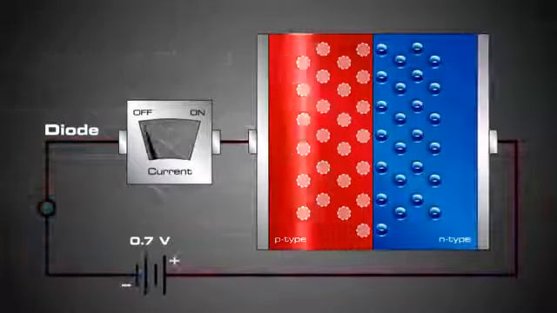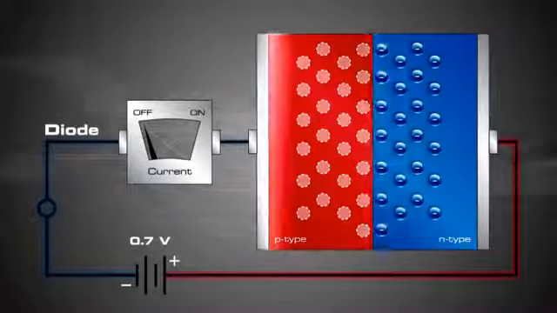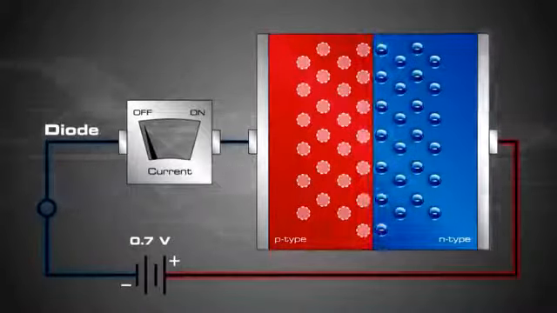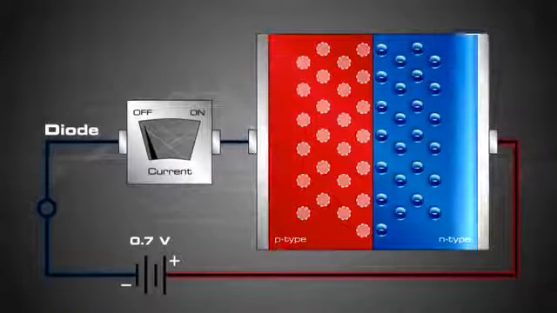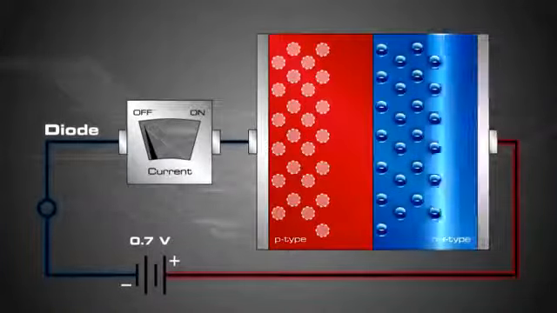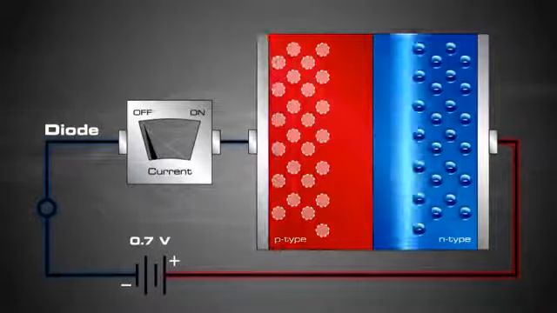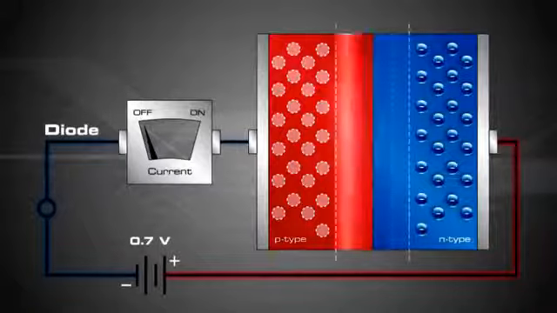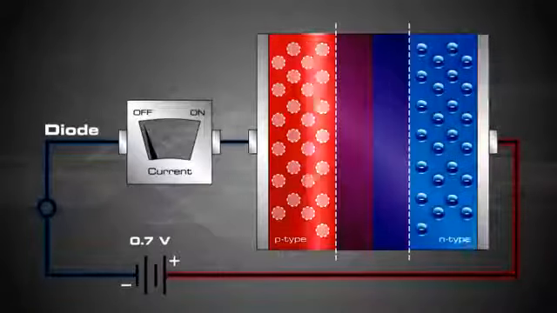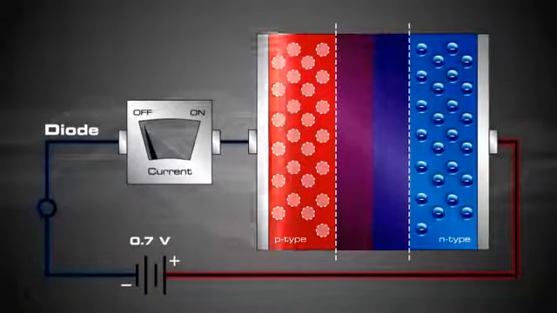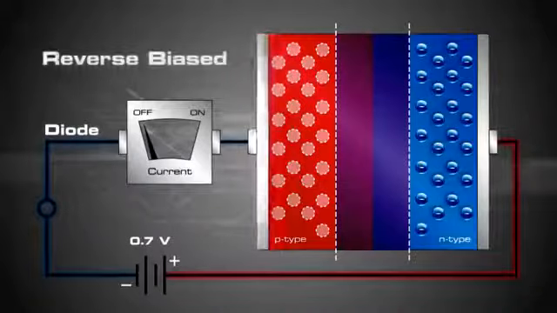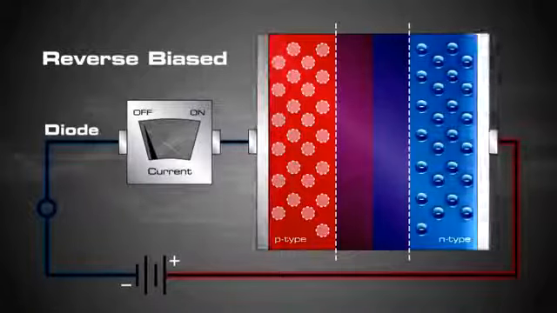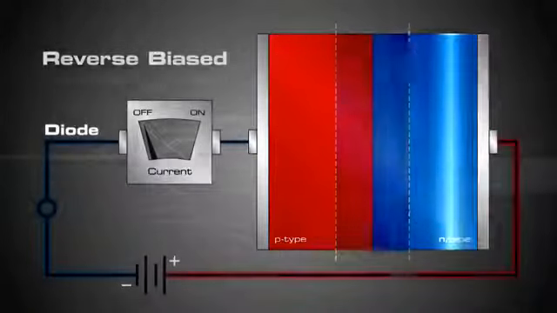In this example, the battery is connected so the negative terminal of the battery connects to the p-type silicon and the positive terminal of the battery connects to the n-type silicon. The negative terminal attracts the positive holes in the p-type silicon, and the positive terminal of the battery attracts the free electrons in the n-type silicon. All the charge carriers are pulled away from the p-n junction, which essentially creates a larger depletion zone and no current flows. When a diode is arranged this way with a power supply, it is said to be reverse biased.